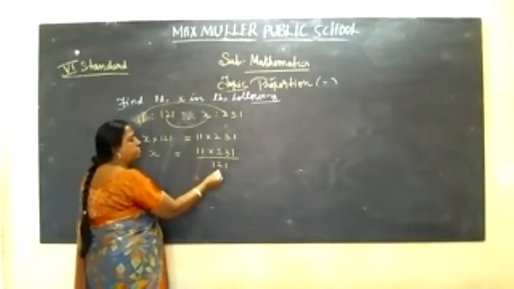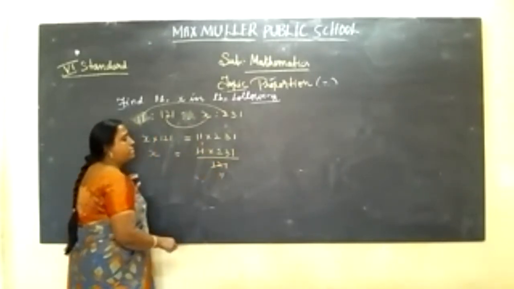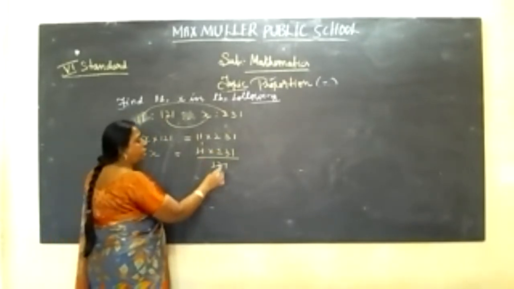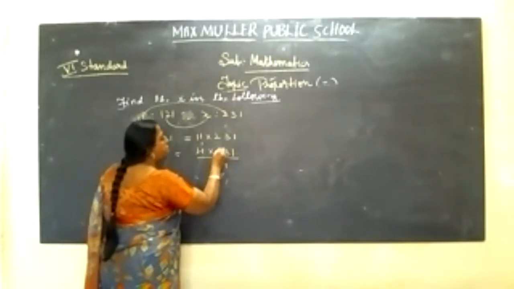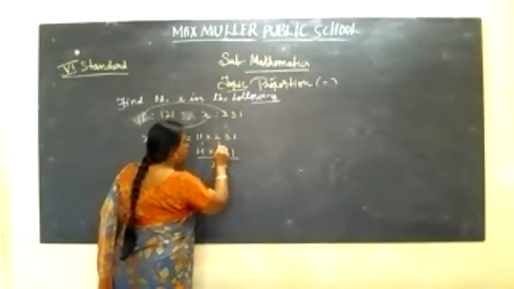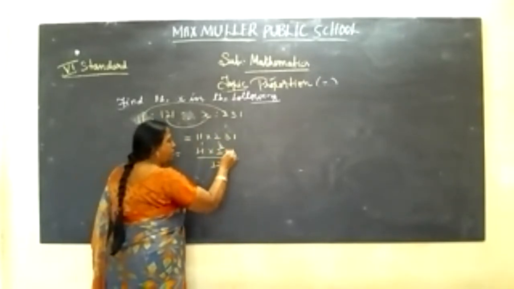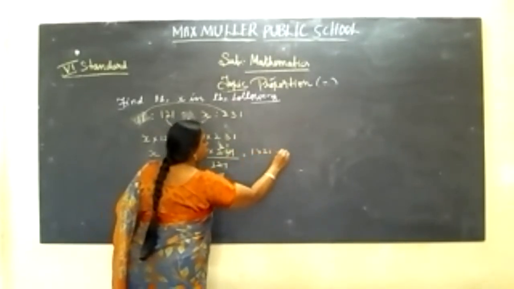Both are divisible by 11: 11 ones are 11, 11 elevens are 121. Now again these two are divisible by 11: 11 ones are, 11 twos are 22. Remaining 1 is there, 11 ones are. So 1 into 21 gives 21.